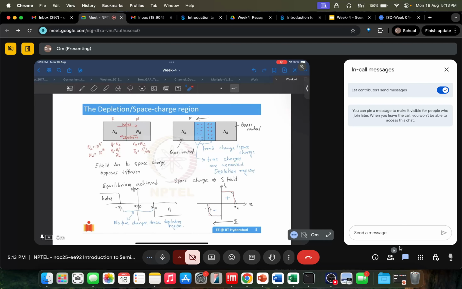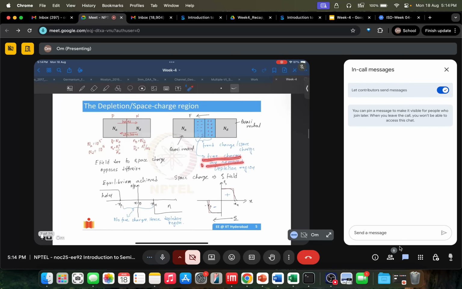So we'll look at a few slides also. This is about the depletion region of the space charge. The depletion approximation basically means that in this region there are only fixed charges, no electrons or holes. These are only ionized donor atoms and acceptor atoms, no free electrons and holes. Free charges are removed from this region. So this is the depletion approximation.